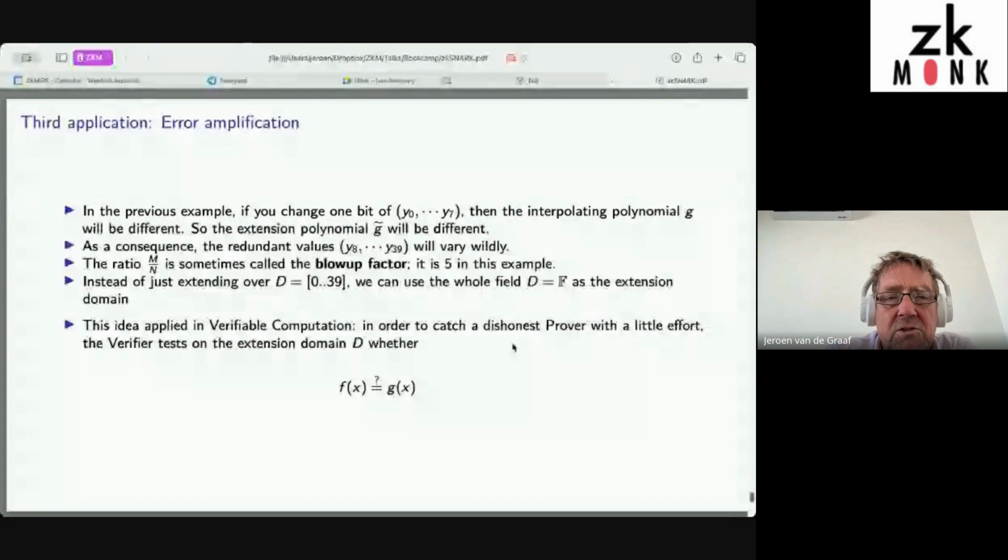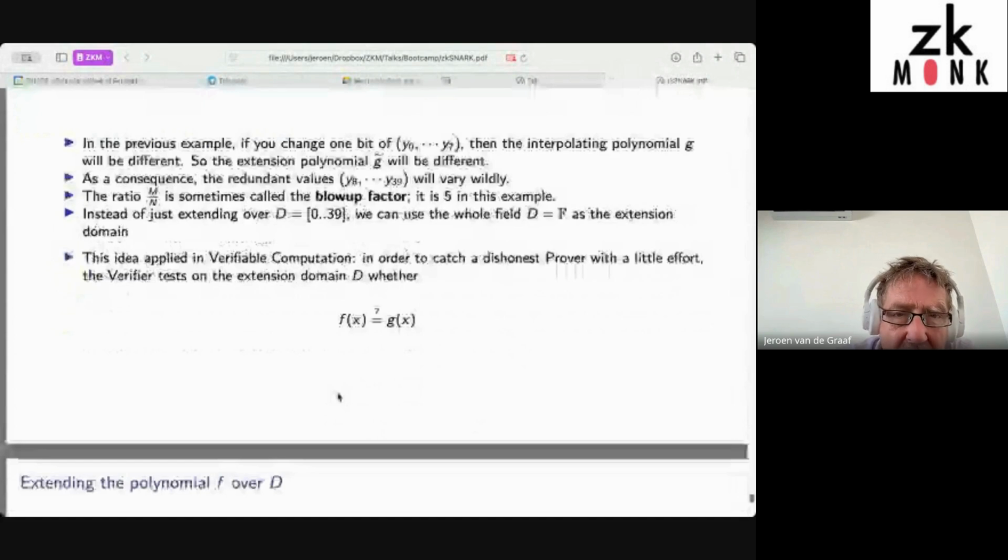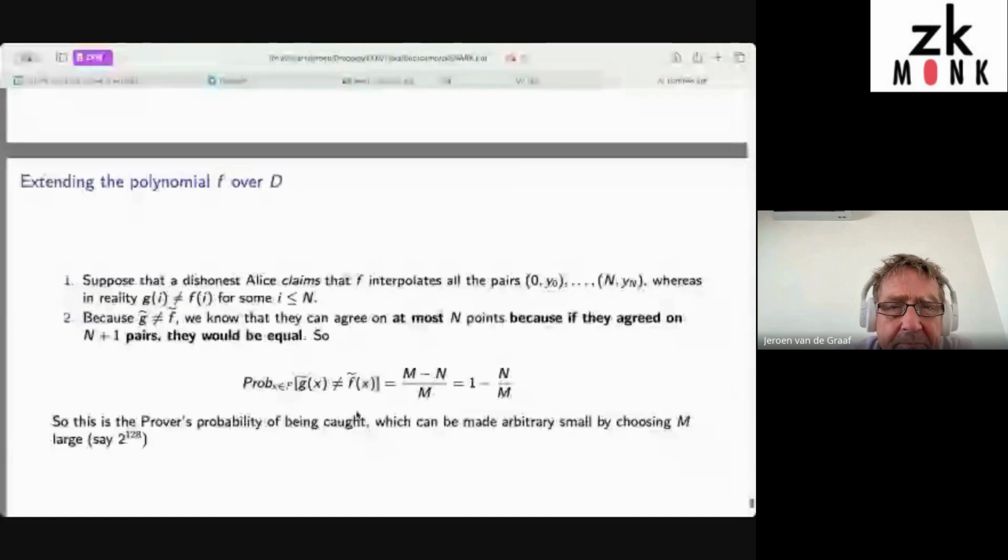The verifier only has to check one value in some large domain and verify if f and g are equal. You can even compute the probability. It's in this formula. Because you can show the following: if g is not equal to f, then we know that they can agree on at most n points. Because if they agreed on n plus 1 points, they would have to be equal. That is the consequence of what we've seen before.